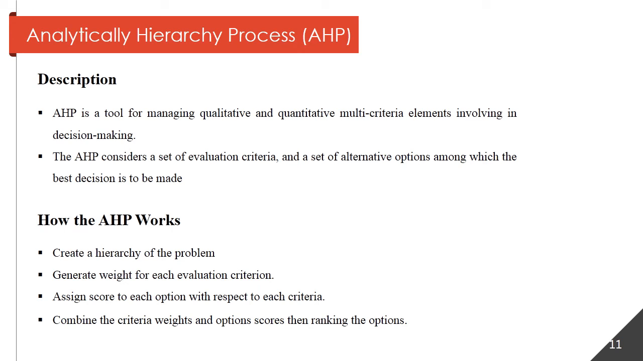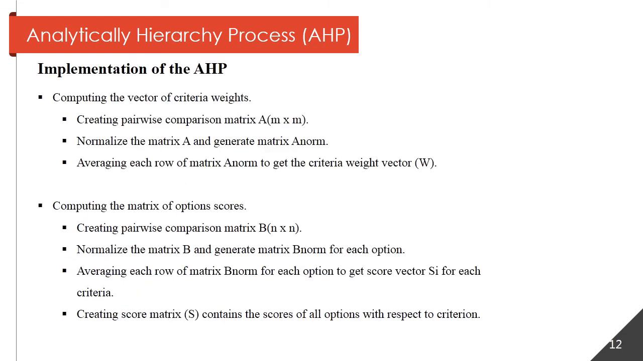The AHP works by creating a hierarchy of the problem, like decisions, criteria, and options, and then generating weights for each evaluation criterion and assigning a score to each option with respect to each criterion. Combine the criteria weights and option scores to get rankings of options and the best decision. To implement the AHP, you have to follow these steps.